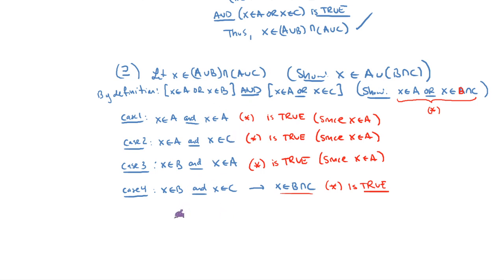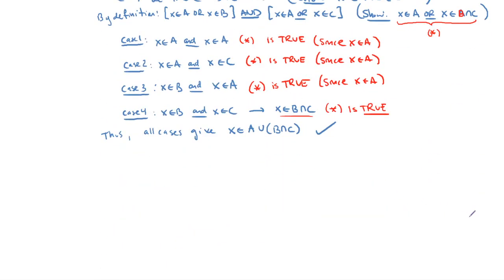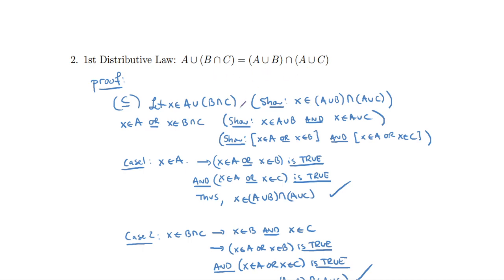There are no other cases. So you could just say thus, in all four cases, all cases give x is an element of A union B intersect C. So we're done with this. And therefore, since we've shown both subset inclusions, you could write a concluding remark down here, but you could just end the proof, and that's fine. You don't have to actually write a conclusion sentence, which would just say that these two things show these sets are equal.